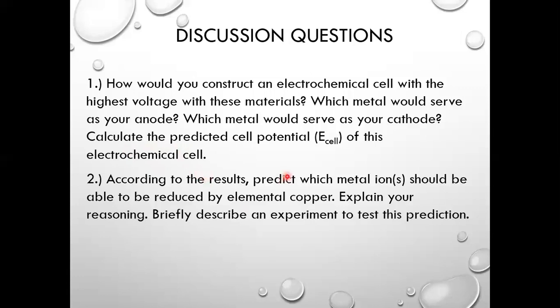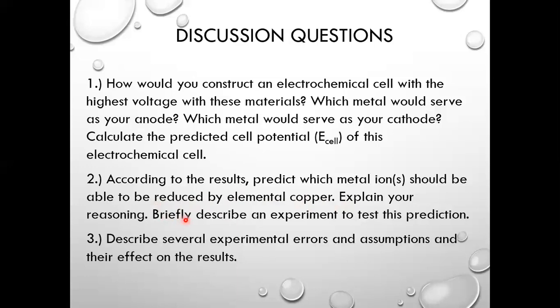Secondly, predict which metal ion or ions should be able to be reduced by elemental copper, and then also briefly describe an experiment to test this prediction. And then finally, as always, make sure you describe several experimental errors or experimental assumptions and what the effect of those errors and/or assumptions may be on the results.